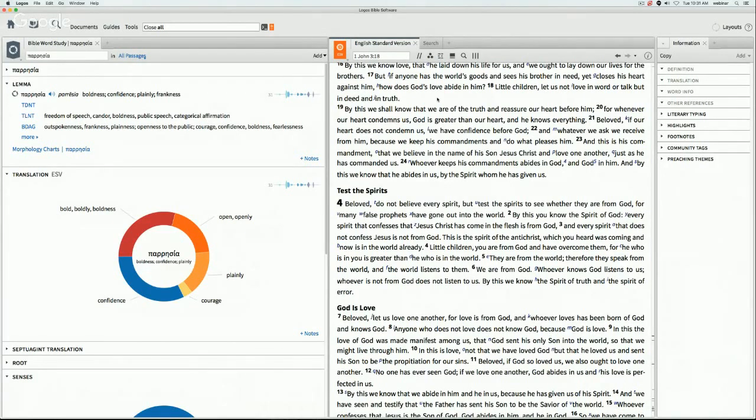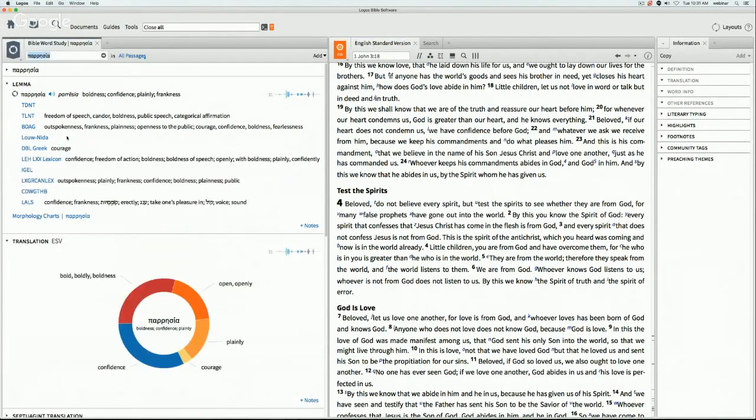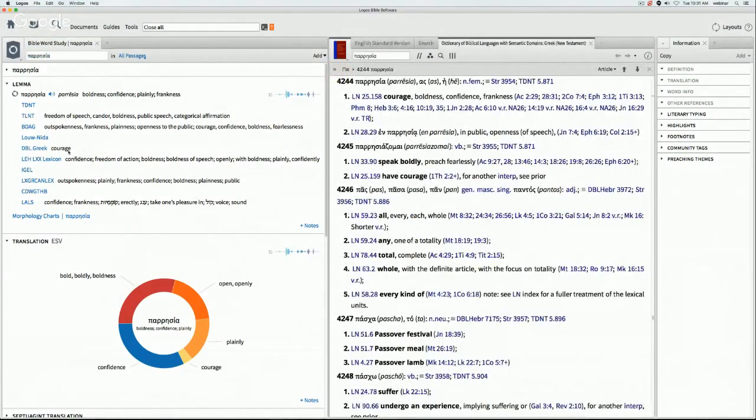Okay, so we're looking at parousia. And so we want to do what we did before. First, we want to find what can this word mean. So let's quickly look at DBL Greek. And it has a simple definition of courage.